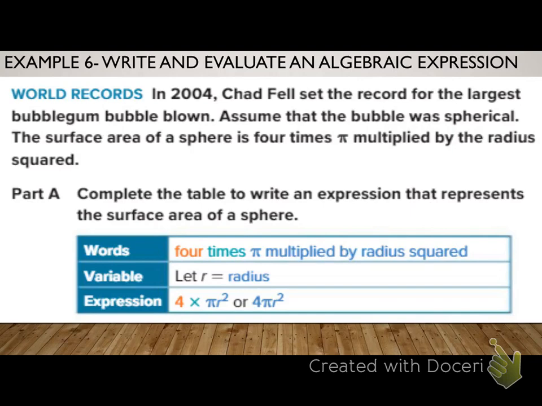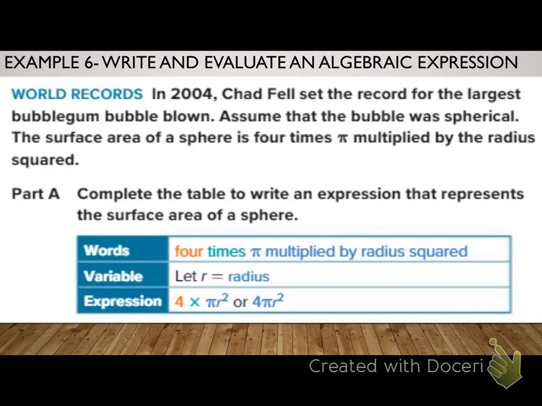So if I was to write an algebraic expression of this, what would that look like? If I were to convert this verbal expression into an algebraic expression, for the surface area of a sphere. Hint, hint, it is on the board. 4 times pi multiplied by the radius squared. Yeah, just exactly what it says up here, right? So 4 pi r squared.